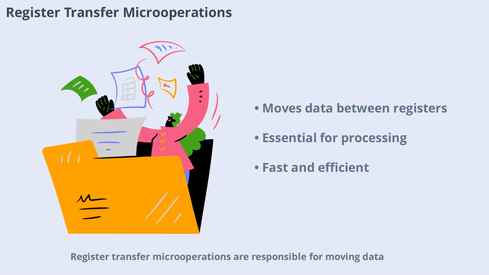Register transfer microoperations are responsible for moving data from one register to another within the CPU. This is a fundamental operation, as most processing tasks require data to be relocated before any computation can occur. For example, copying the contents of register A to register B is a register transfer microoperation. These operations are fast and efficient, ensuring data is always where it needs to be for further processing.